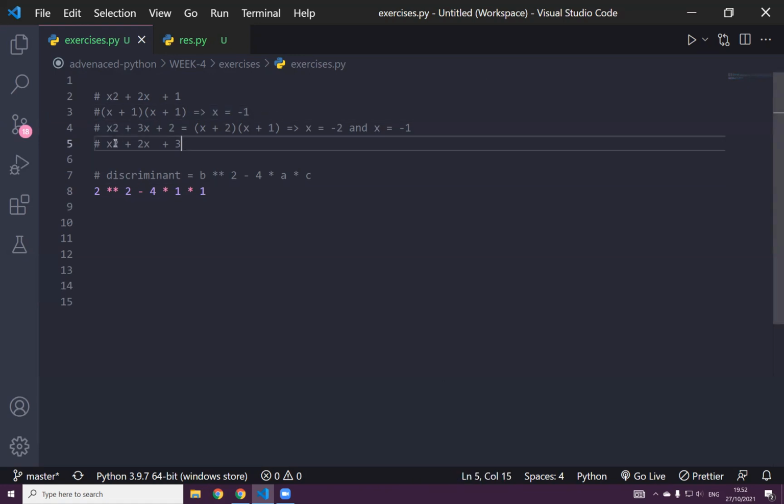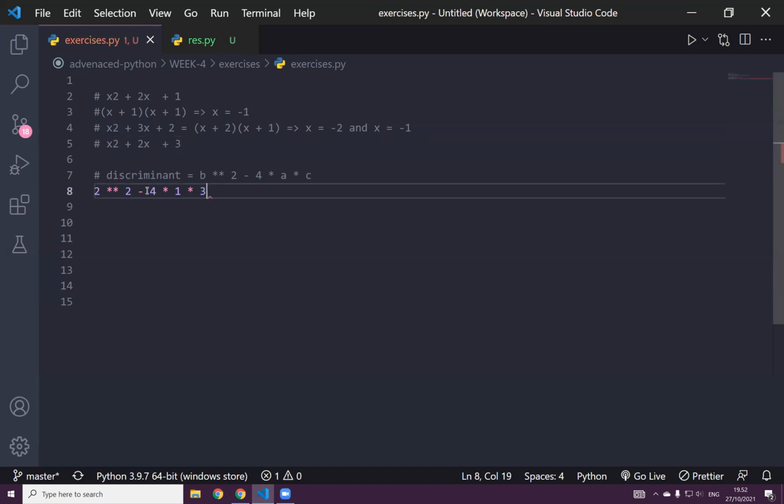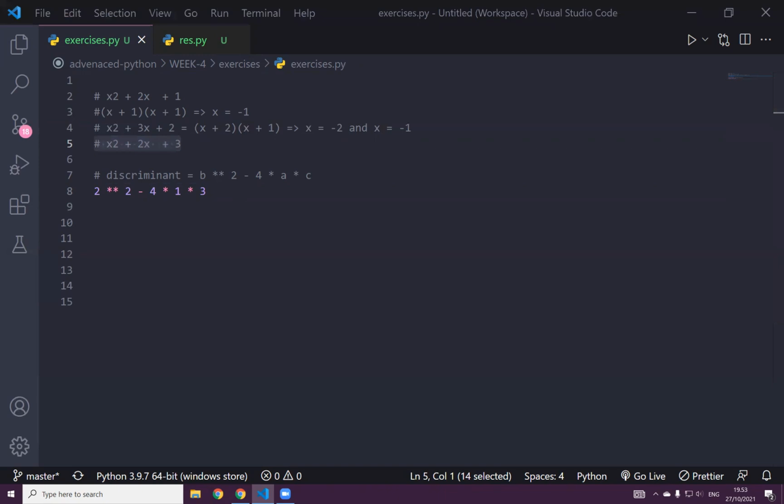Now let's try for this one. What is a? A is also 1, and b squared, b is 2 to the power of 2, which is 4. For a, 1, and c is 3. So now as you can see, we have 4 minus 12, which is minus 8. It's less than 0, so this one doesn't have a solution set. Of course, it may have one, but it will not be a real value.